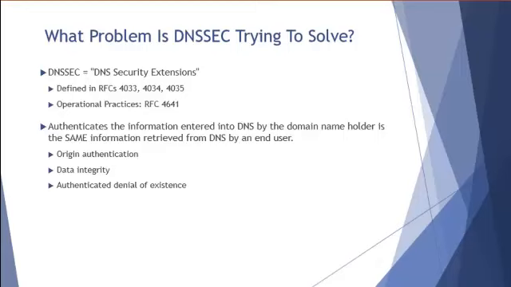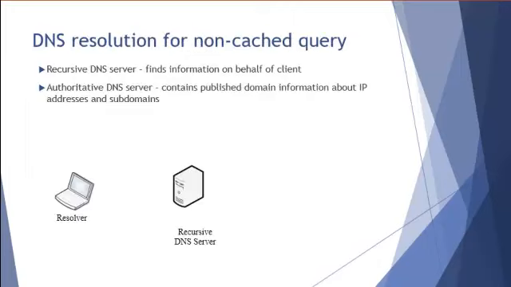What the authenticated denial of existence provides is the ability to come back and say, yes, that record you're asking for does not exist, and by the way, I'm signing this to authenticate the fact that it doesn't exist, so that you won't accept an unauthenticated denial of existence. So if somebody does attack DNS and says that doesn't exist, you can authenticate that. And we'll talk about how this process works as we go through this video.